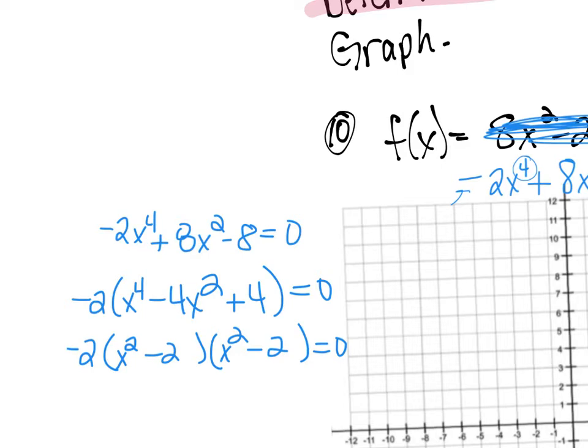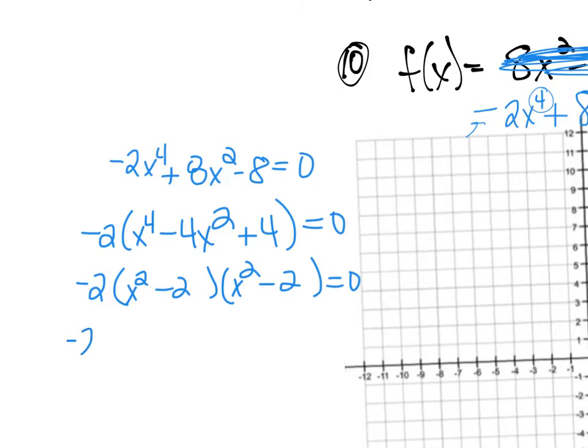Wait, would it be x is equal to plus or minus 2, and that would be... Well, hang on one sec. Let's finish it. So set each piece equal to 0.